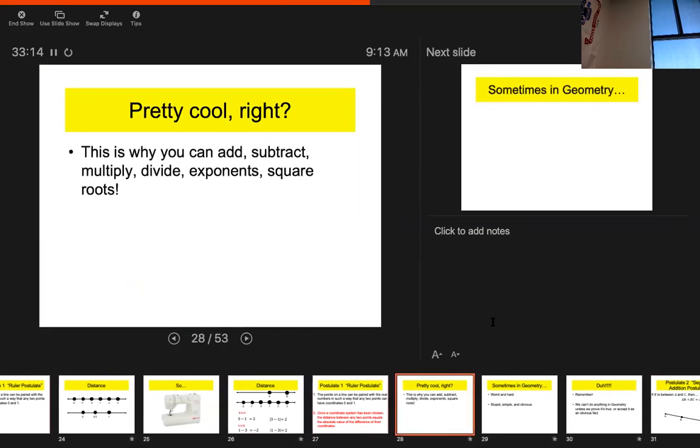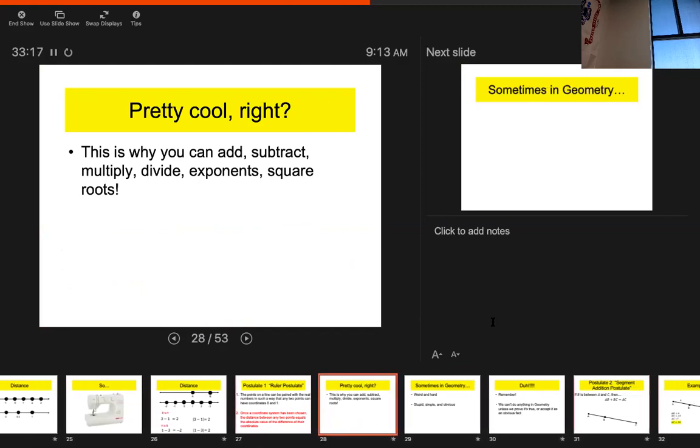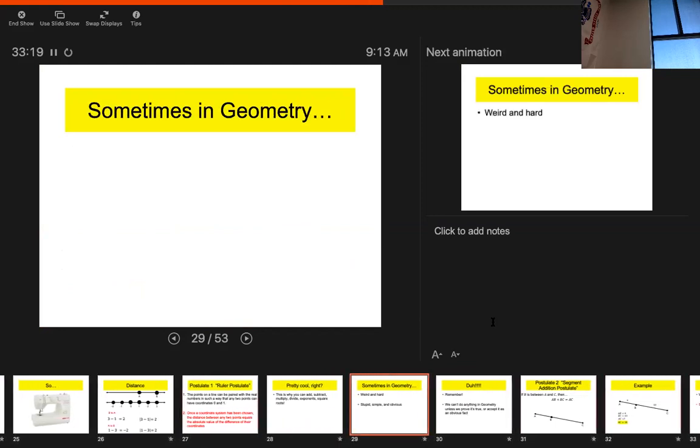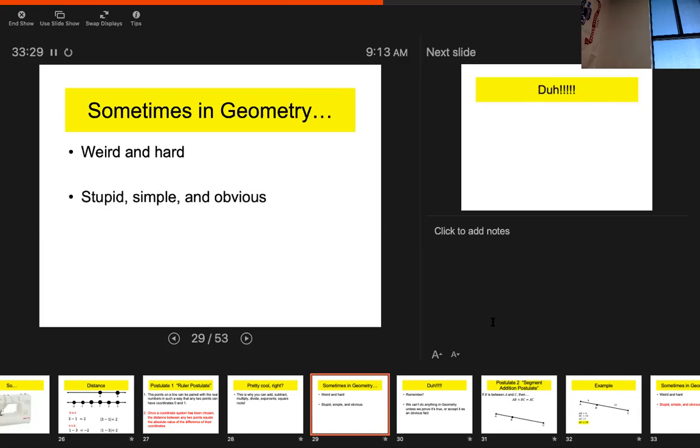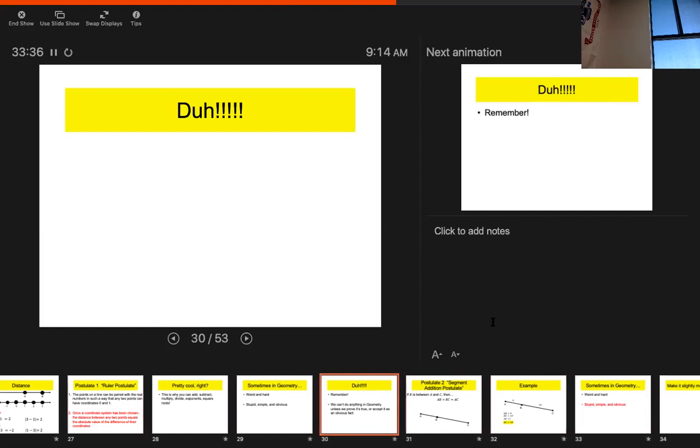All right. I think that's pretty cool. So this is why you can abstract, multiply, divide. I just said that. All right. Sometimes in geometry, it's weird and hard. That concept was a little bit weird as I was describing it. At the very end, you're like, okay, I get that. Other times, it's simple, stupid, and obvious. Postulates are simple, stupid, and obvious. Let's see one. I call these the dull ones.